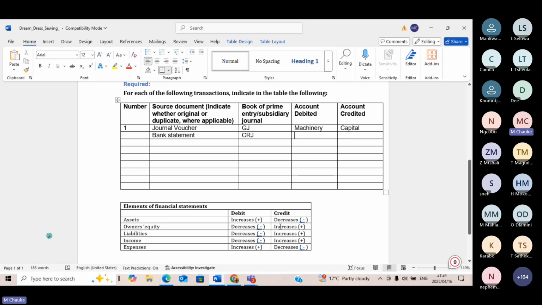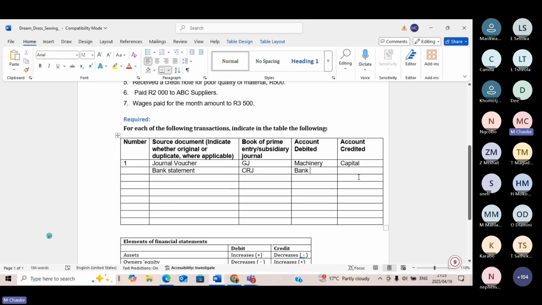Remember, we don't just debit and credit. We debit and credit based on the elements, guidance or principle. So we're going to have capital right there, because remember, whenever the owner is contributing any resource into the business, whether money or any kind of asset, it is going to be capital, right? So I hope you got that. Can we go to transaction number 2? Are you guys sorted right there?